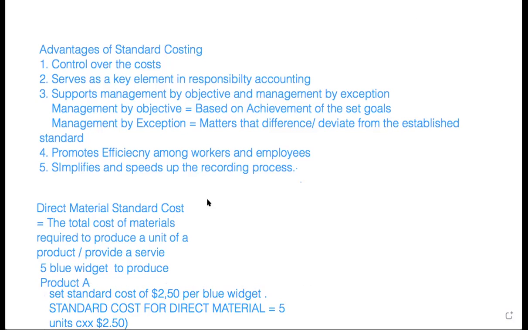Right, so let's clear this one first. Now we have a look at the direct labor standard cost. So this was direct material; now we move to the second one, direct labor cost. So what is direct labor? The standard cost of direct labor is the total cost of labor required to produce a unit of the product.